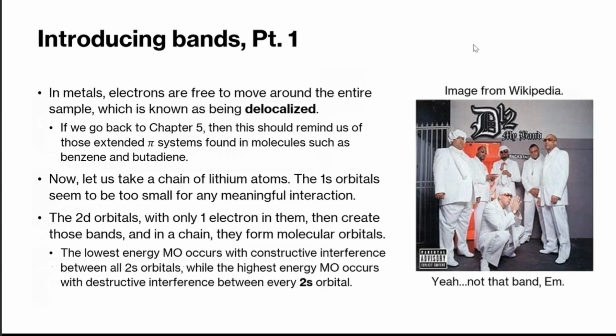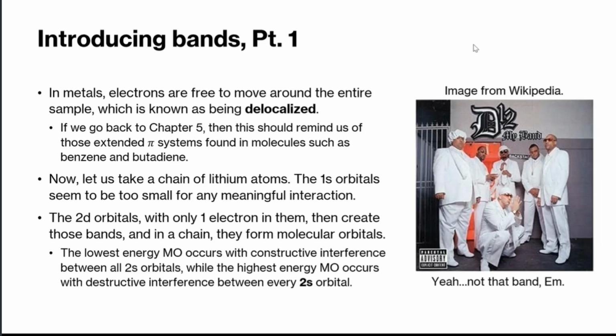Now we're going to introduce the concept of bands. On the last slide, I talked about delocalized electrons, which are electrons free to move throughout an entire sample of a metal. If we go back to chapter 5, this should remind us of those extended pi electron systems that we find in molecules such as benzene and butadiene. These extended pi systems stretch along the entire molecule.